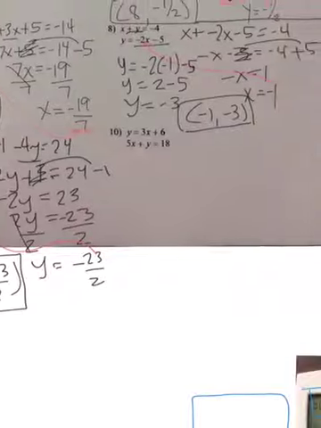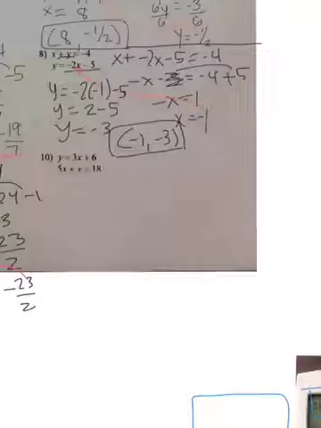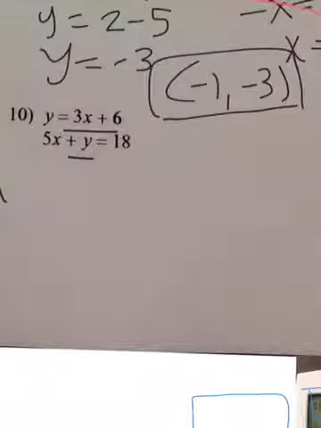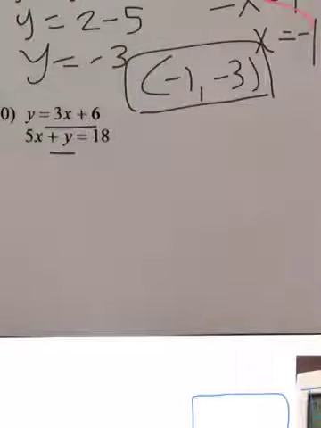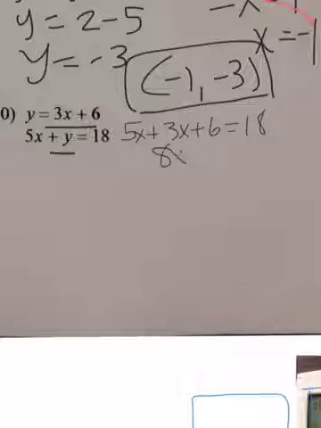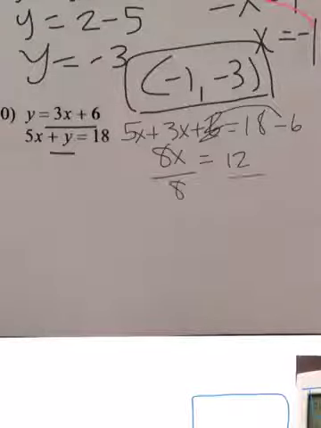Last but not least, this one. Simple. This you plug in right there. So I would write, let me fix this, 5x, and instead of y I write plus 3x plus 6 equals 18. I combine these two and it's 8x, and I move this over here. Minus 6, 18 minus 6 is 12. Divided by 8, x equals 12 over 8, which is 3 halves, I'm sorry.